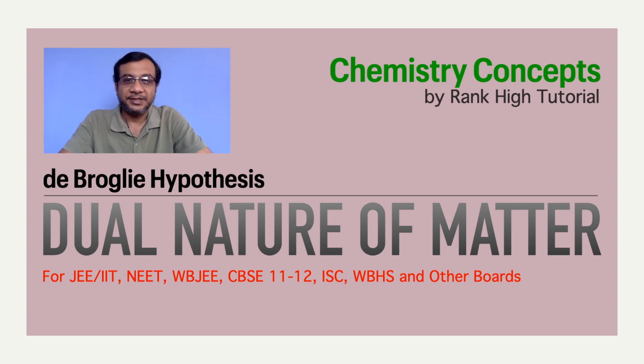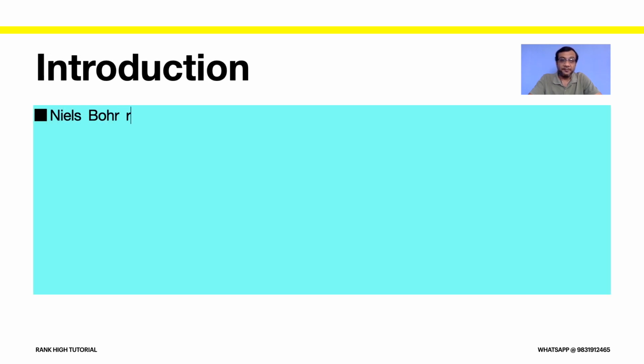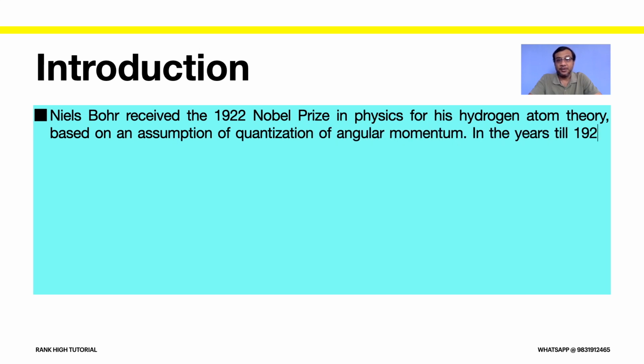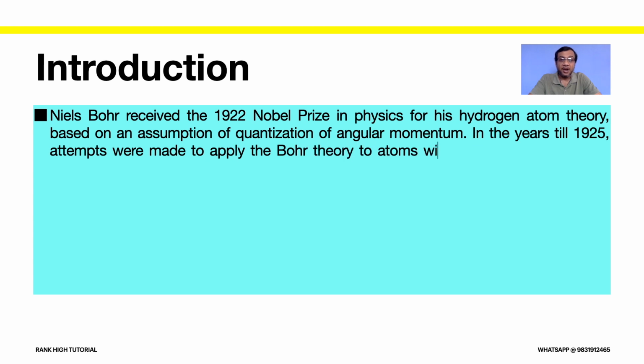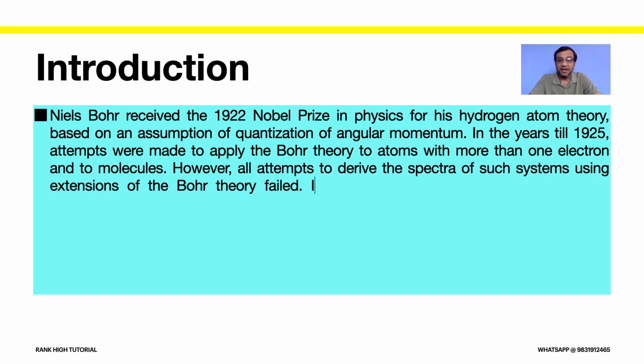So guys, let's start. Niels Bohr received the 1922 Nobel Prize in Physics for his hydrogen atom theory, based on an assumption of quantization of angular momentum. In the years till 1925, attempts were made to apply Bohr's theory to atoms with more than one electron and to molecules. However, all attempts to derive the spectra of such systems using extensions of the Bohr theory failed. It gradually became clear that there was a fundamental error in Bohr's theory.